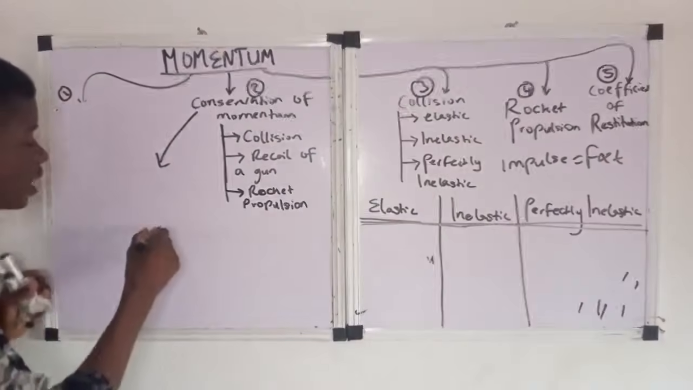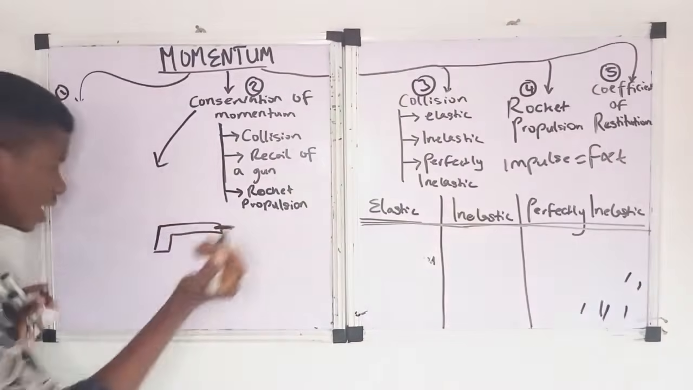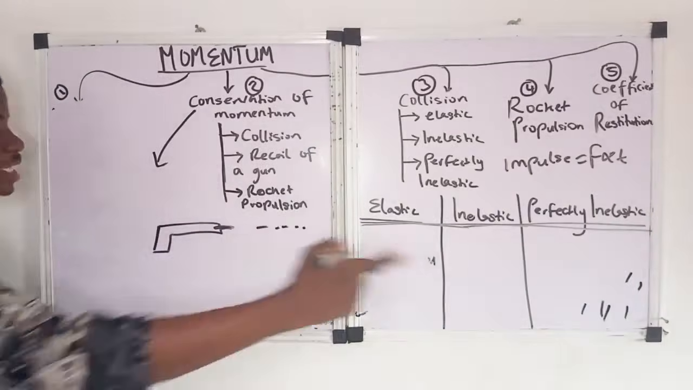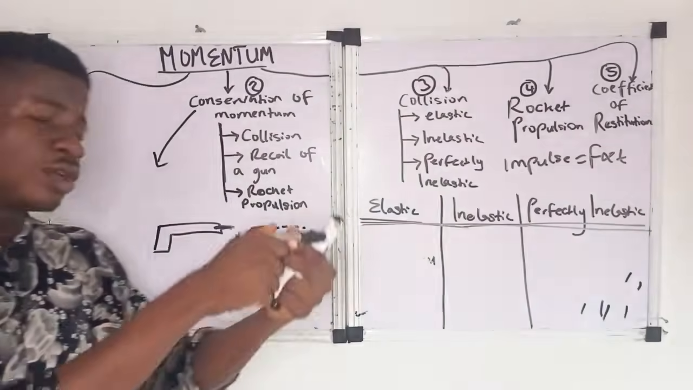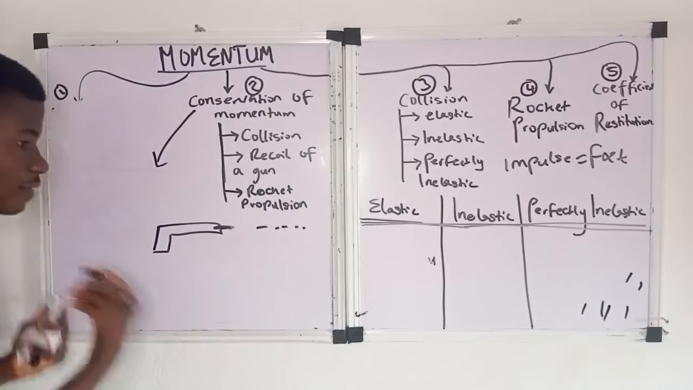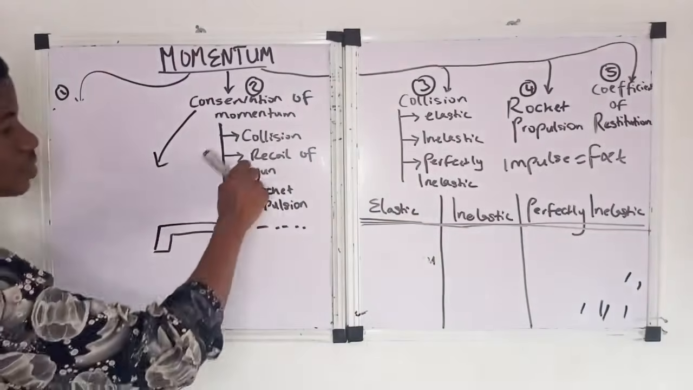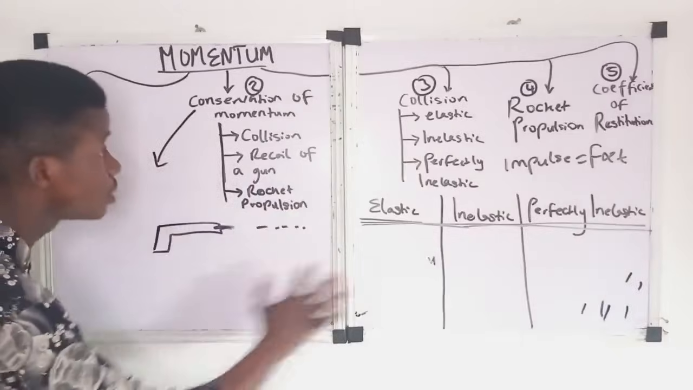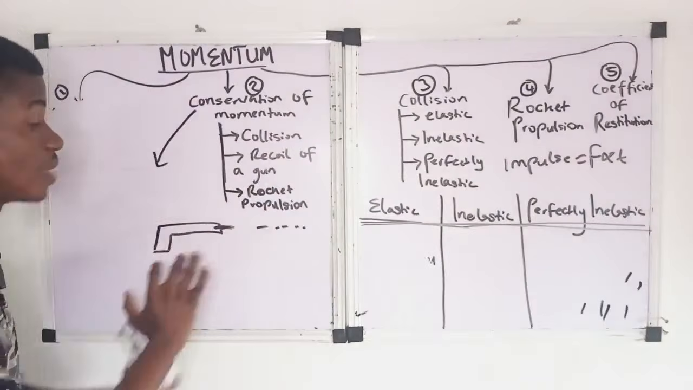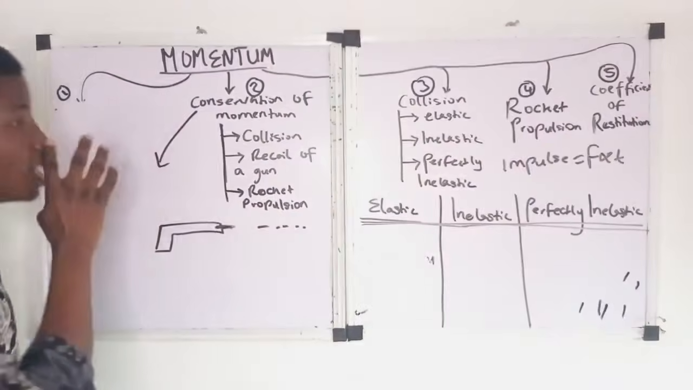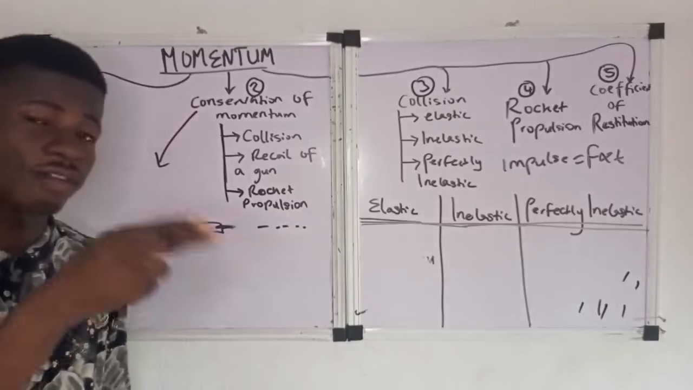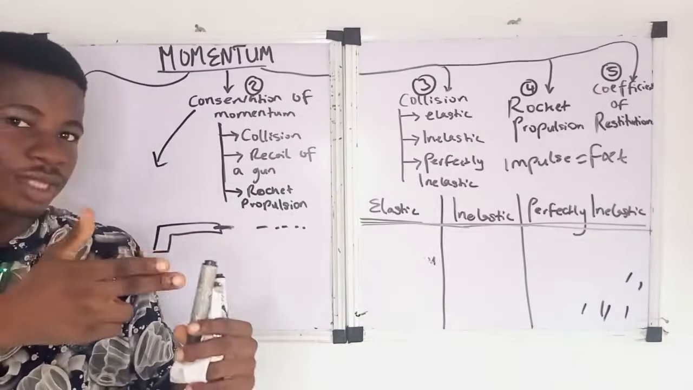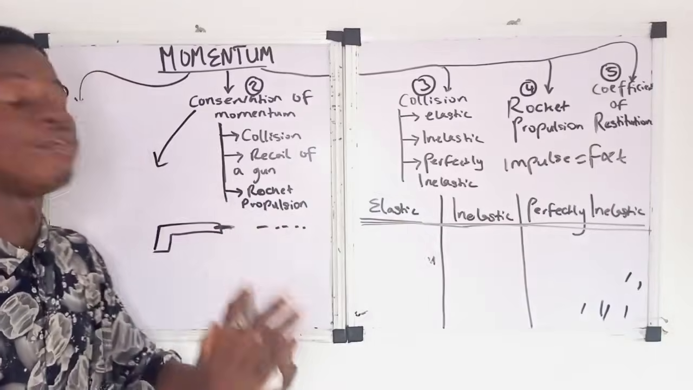Now, what is recoil of a gun? For example, if you fire a gun, the bullet moves in this direction, and the gun will move with a relative velocity backward. That backward movement is known as the recoil of a gun. Momentum is conserved in this process. Whenever you fire a gun, it moves backward with a relative velocity, and that backward movement is the recoil.